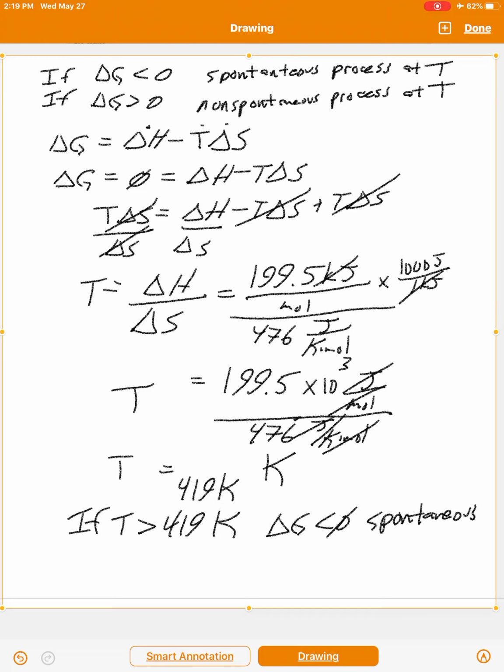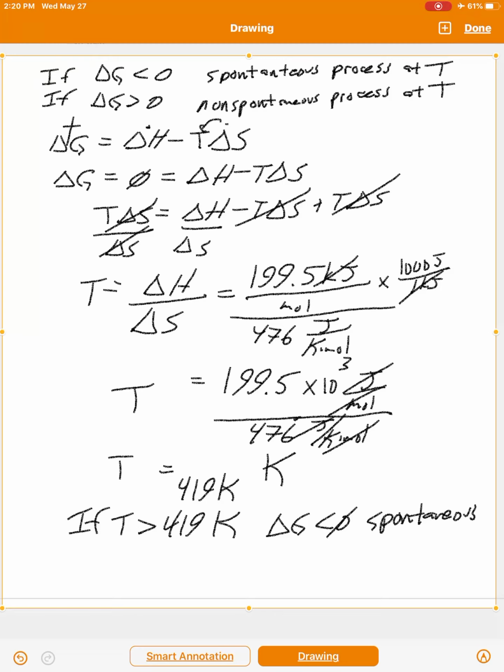You can look at that, right? Put in 420 into this calculation, and you'll get a negative value over there. Anything greater than 419. Put in 418, that's less than 419, and you'll get a positive over here, meaning non-spontaneous. Okay? Now, the one thing they say is put it in Celsius.